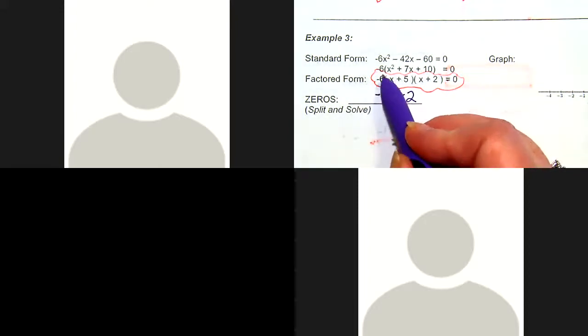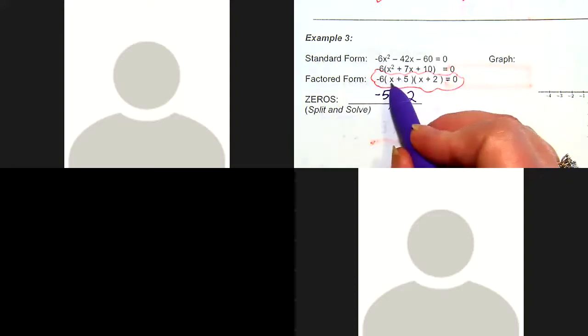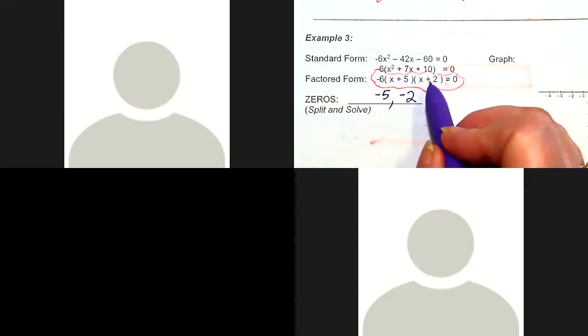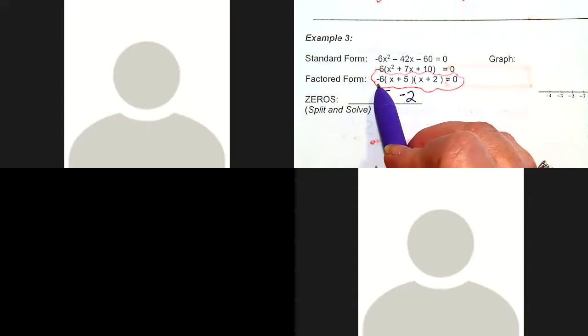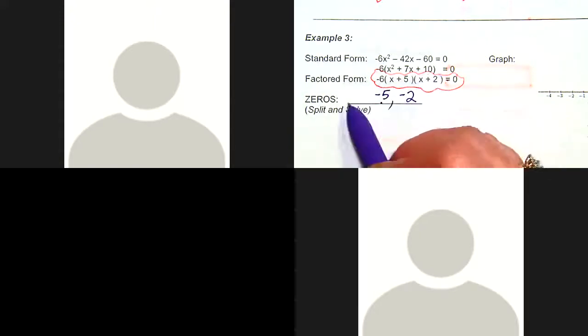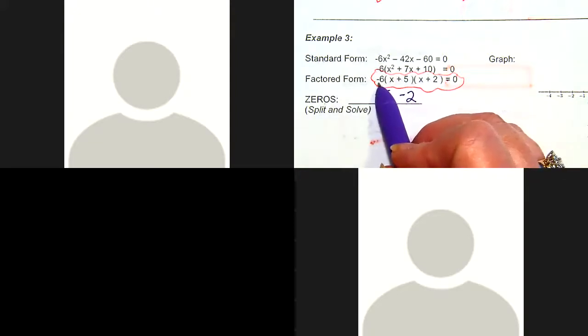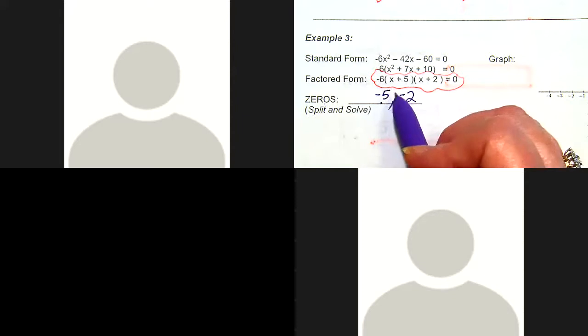Now, what might be confusing is this -6 in the front. But the solutions are only going to come from the places where you see the x. Now, this one does not affect the zeros at all. Okay. And in this case, if all you're doing is looking at this equation to find the zeros or find the roots, then you can ignore this for right now.